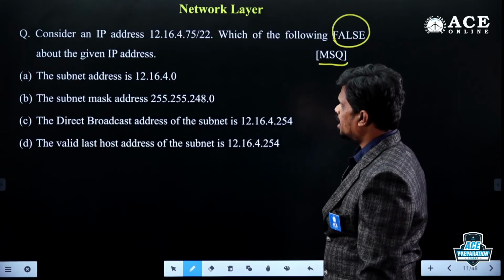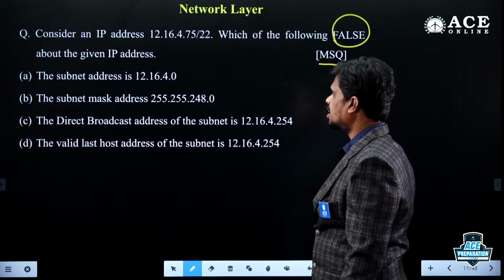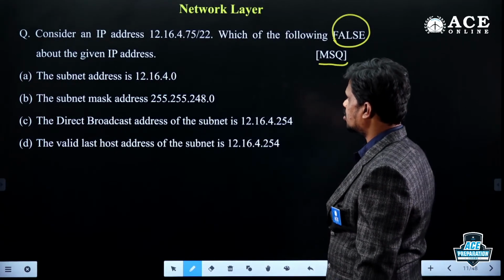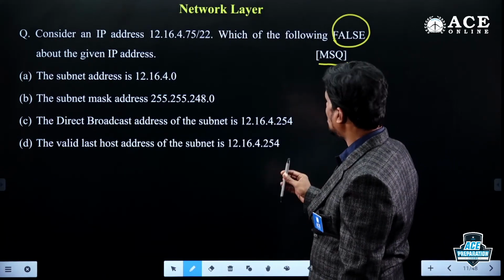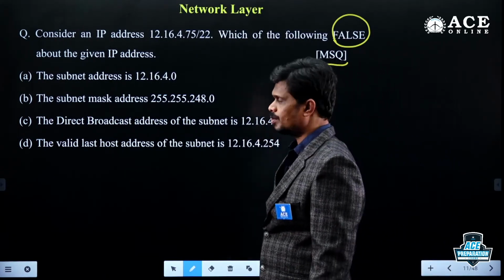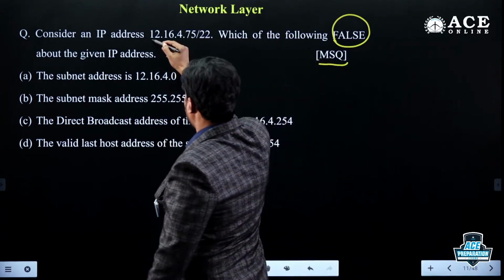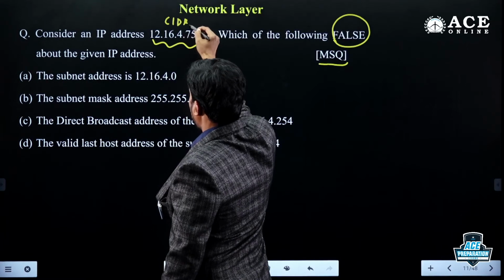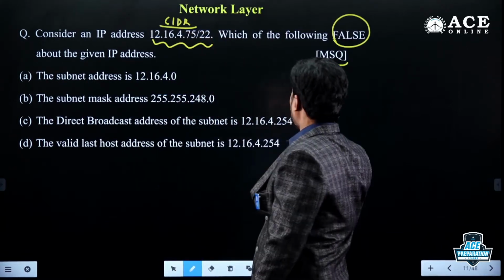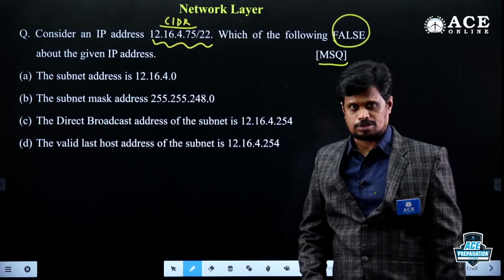So consider an IP address 12.16.4.75/22. Which of the following is false about the given IP address? It is a given IP address which is in CIDR form. Which of the following is false about the given IP address?